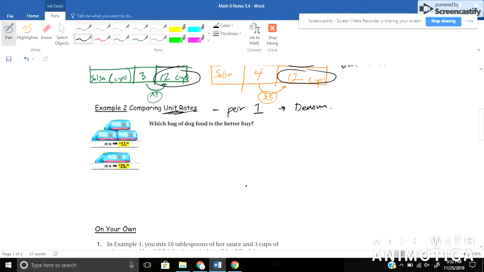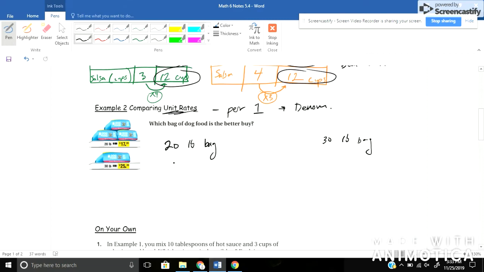This is definitely a real life example because you're always going to the store and seeing different quantities for different prices, and it's going to be to your advantage someday to find the cheaper one, as long as the quality is the same. All right, so I've got a 20-pound bag, it looks like. So a 20-pound bag. I'm going to abbreviate pounds as LB there. And I've also got the 30-pound bag.